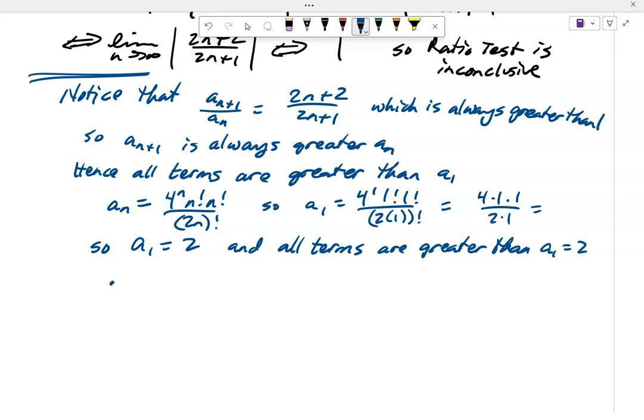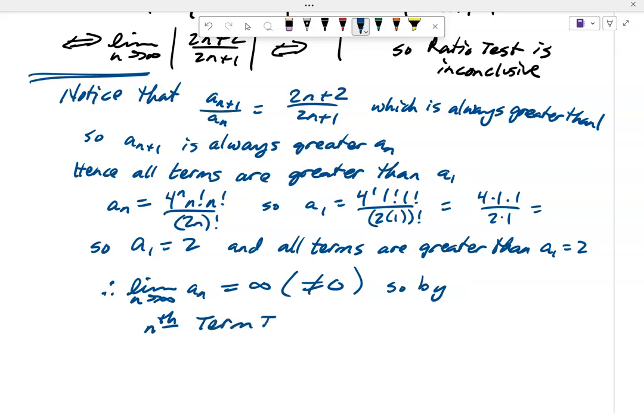Therefore, the limit is not 0. So by the nth term test for divergence, since the limit of the nth term is not equal to 0, the series diverges after all.